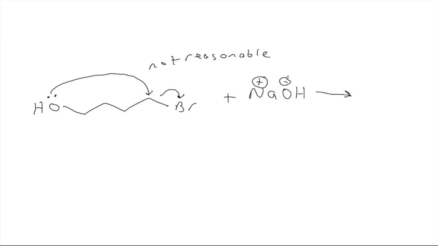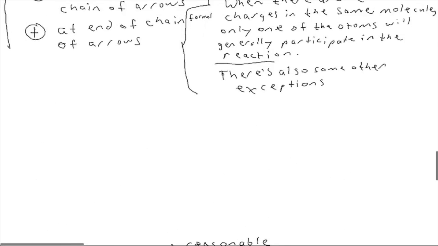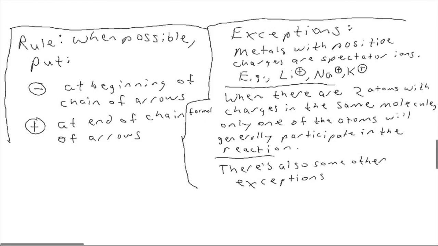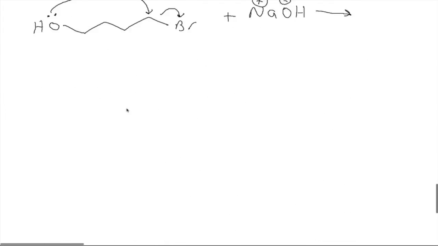It would be better to put the tail on this negative charge and draw something that involves this atom here with the negative charge. So that's something that might not have been clear here. The point is, when possible, use the atoms with the charges in your reaction. When possible, use the atoms with the charges in your reaction. Okay?